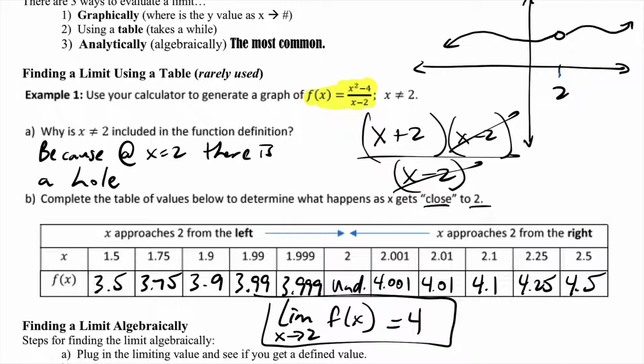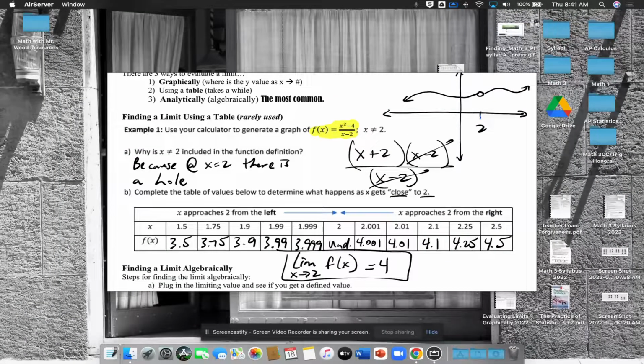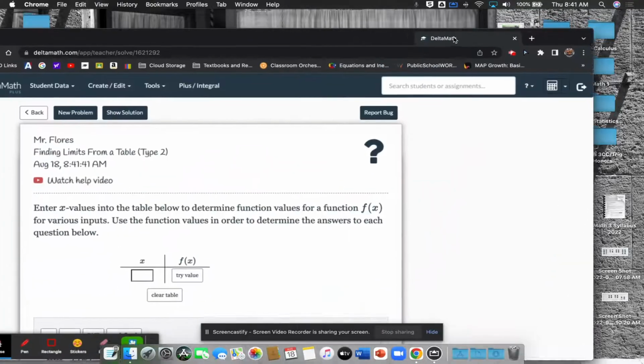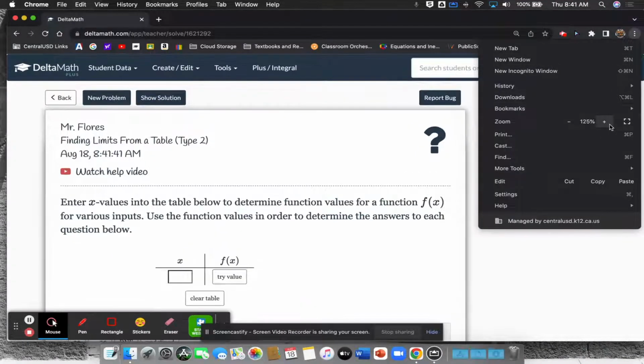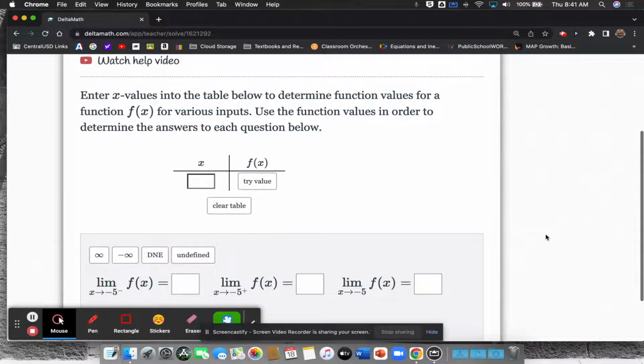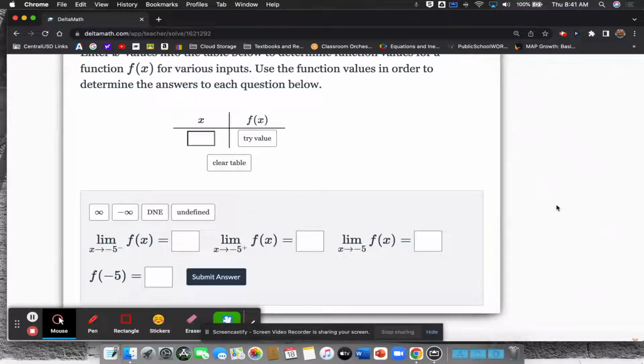You don't have to write this down, but I'll give you another example. On Delta Math, they'll let you create the table. So, for example, I can make this a little bigger so you can see it. So these are the types of problems you'll have, right? So we have to answer these questions. What is the limit as x approaches -5 from the left, -5 from the right, -5 overall, and what is the answer at -5?